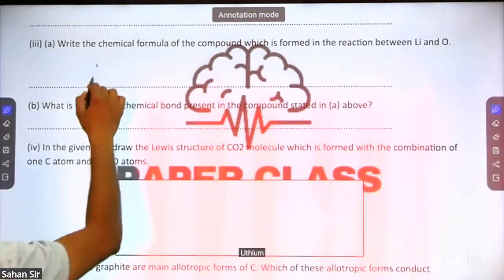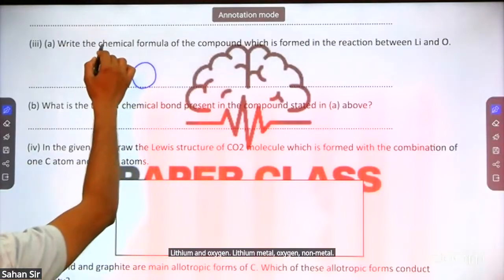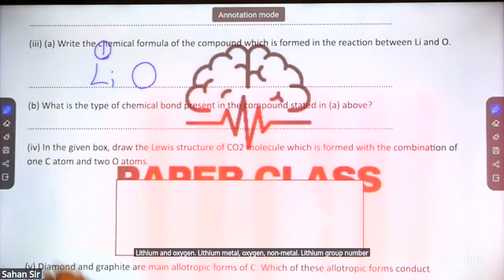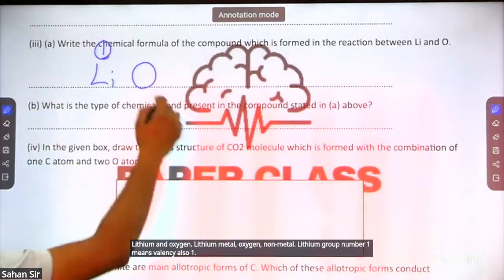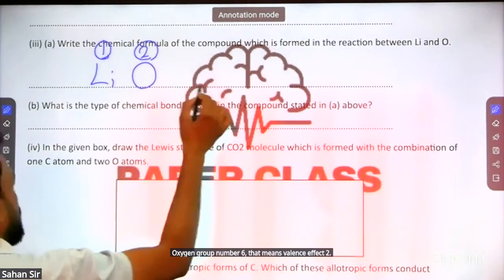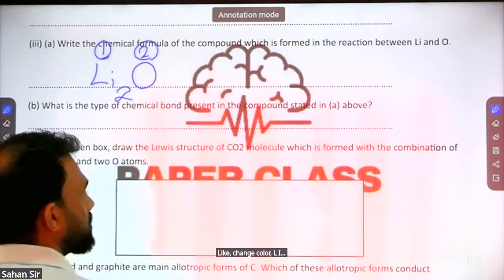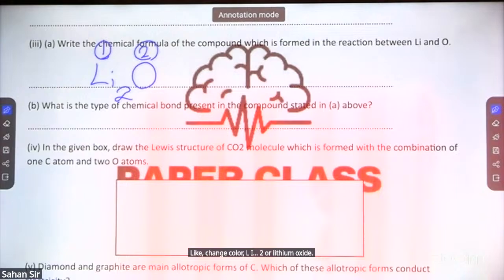Right. Then write the chemical formula of the compound which is formed in the reaction between lithium and oxygen. Lithium is a metal, oxygen a non-metal. Lithium group number 1 means valency also 1. Oxygen group number 6, that means valency 2. Right, interchange: Li2O, lithium oxide.